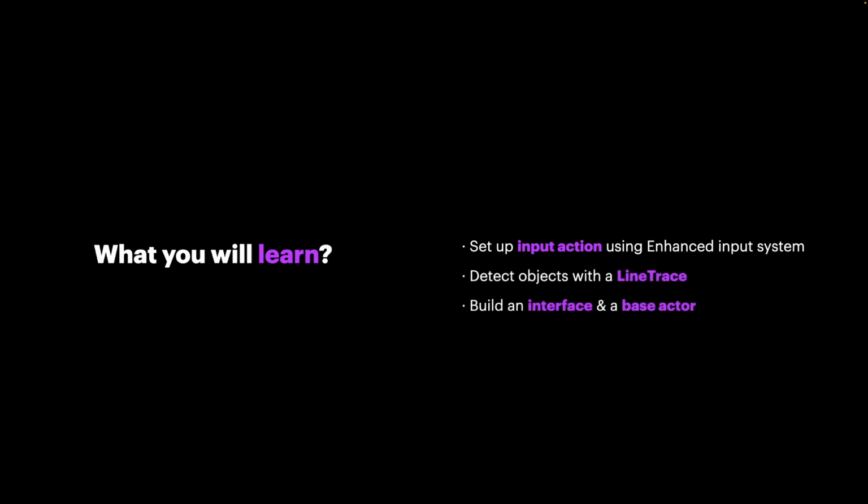And during this tutorial, you will learn how to set up input actions by using the Enhanced Input system. You will learn how to detect an object with a line trace. You will learn how to build an interface and create a base actor for those interactable items. After those steps, you will learn how to connect and finish the interaction logic inside the player BP. And also, you will learn how to create a child actor from your base actor to expand to more interaction types.